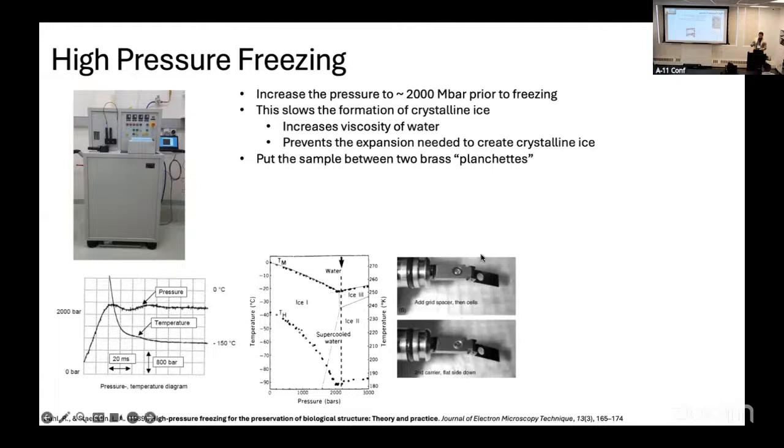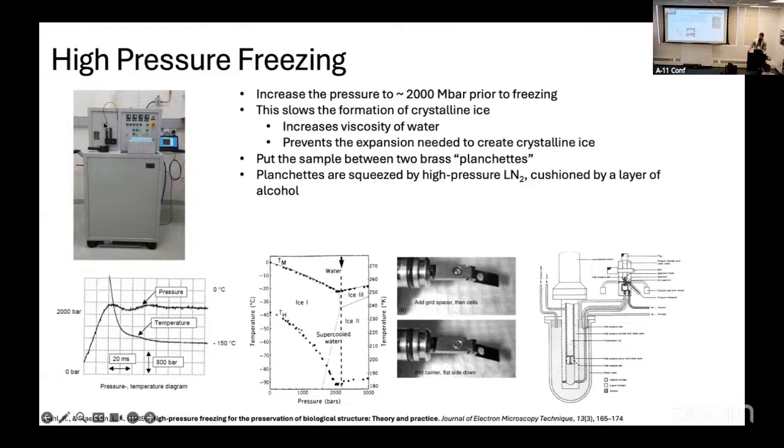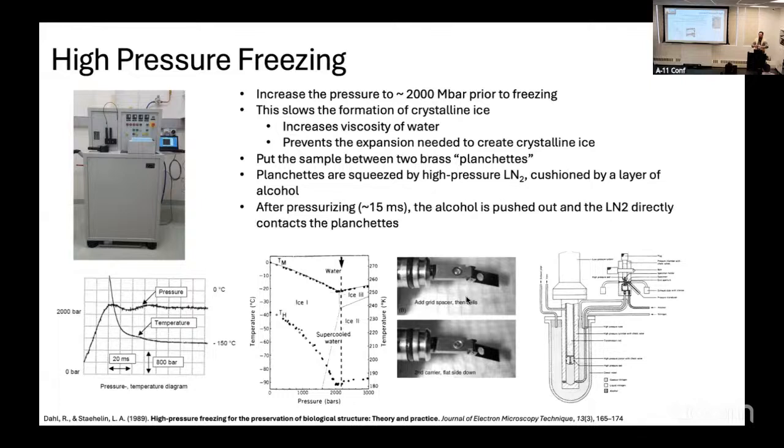In order to do this, you basically put your sample between two brass planchettes and put it in this little arm, close it up, and put it in the machine. On this machine, you put the sample here, and there's a little lock you put it in, because if you don't, it would shoot up to the ceiling. It shoots in, squeezed with high pressure liquid nitrogen, which is cushioned by a layer of alcohol, because you want to pressurize before you freeze. So you pressurize with the alcohol that's being pushed by liquid nitrogen. The alcohol gets pushed out and then the liquid nitrogen touches it and cools decently quickly, though much slower, about half as fast as you'd expect with plunge freezing.